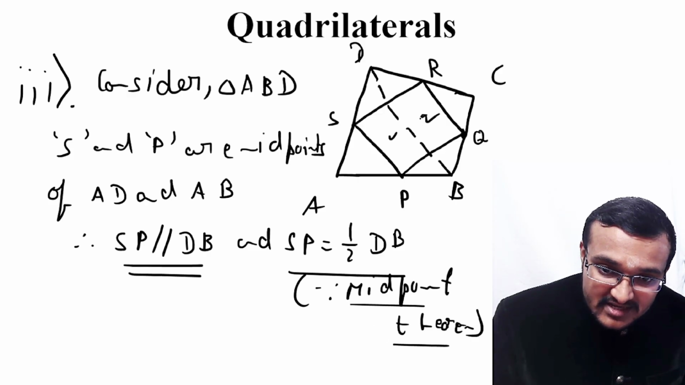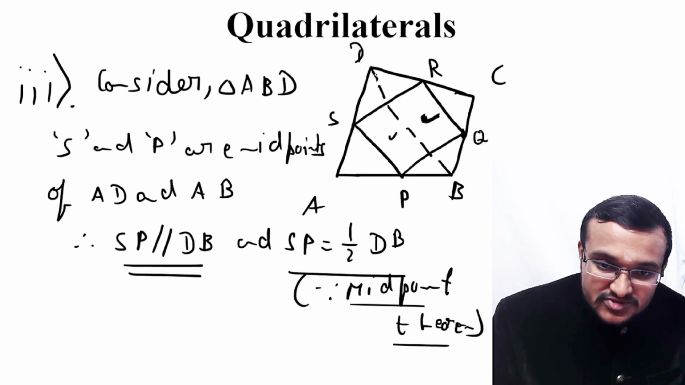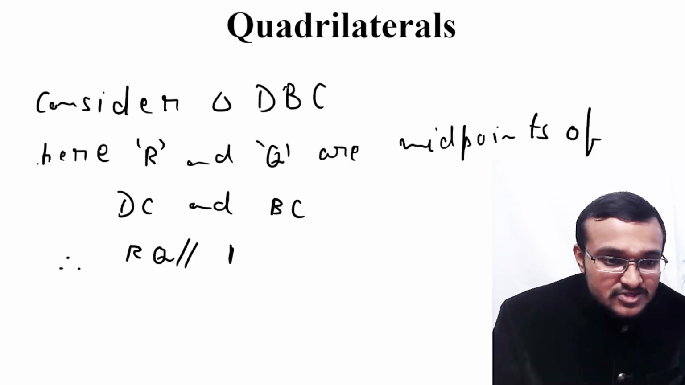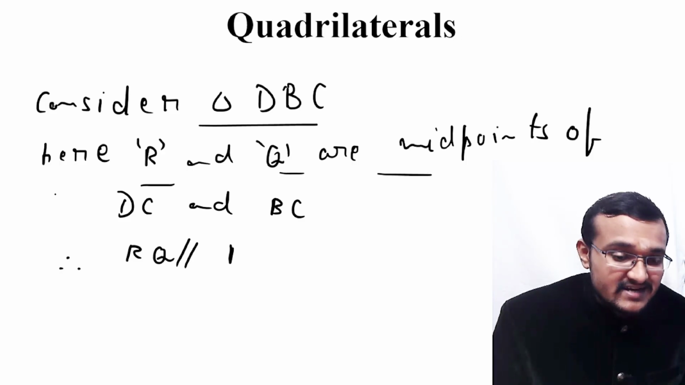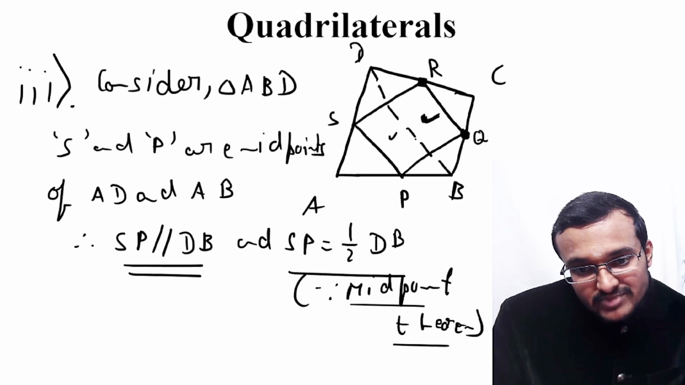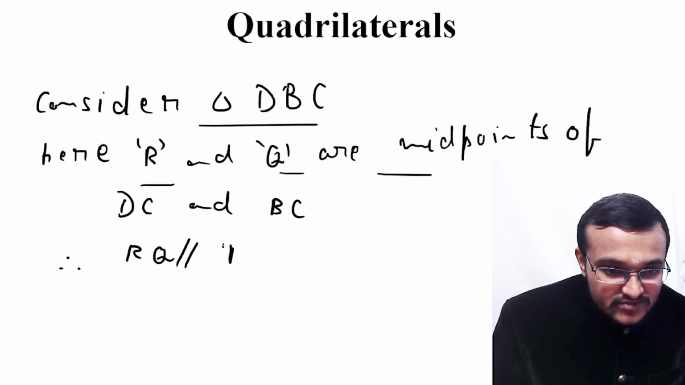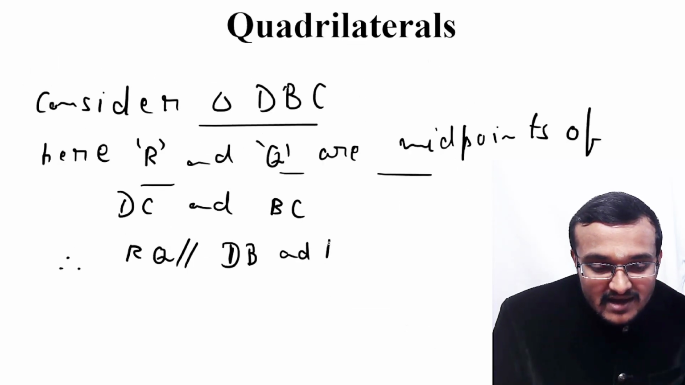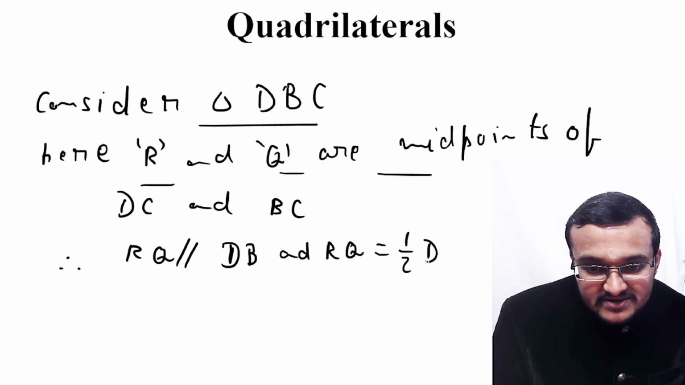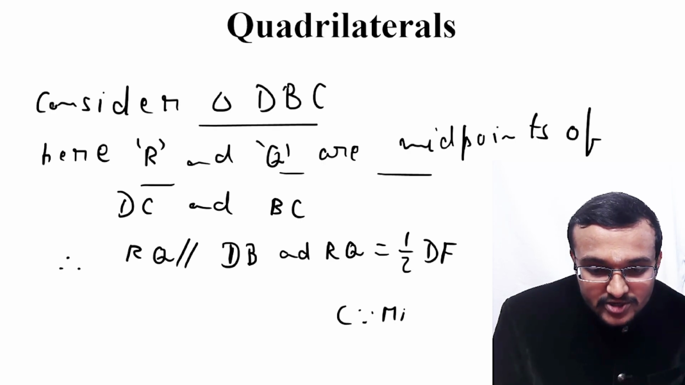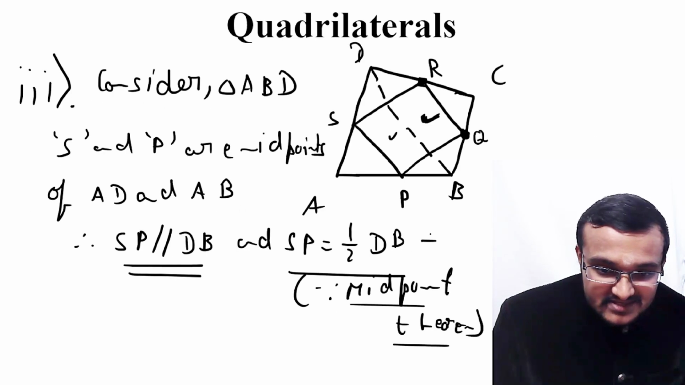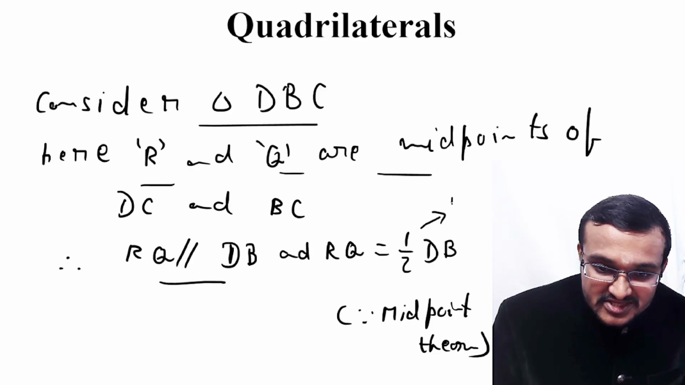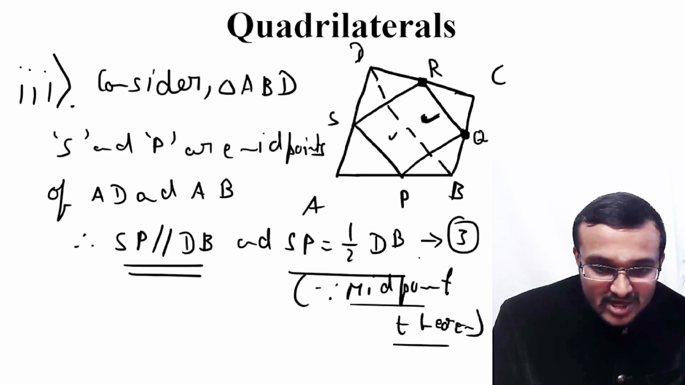Now we will consider triangle DBC. In triangle DBC, R and Q are midpoints of the sides. So RQ is parallel to DB, and RQ is half times DB. This is also according to the midpoint theorem. You can call SP equal to half DB equation 3, and RQ equal to half DB equation 4.